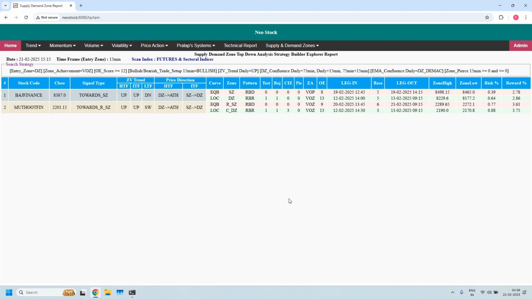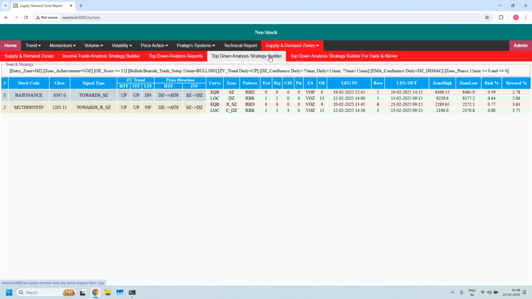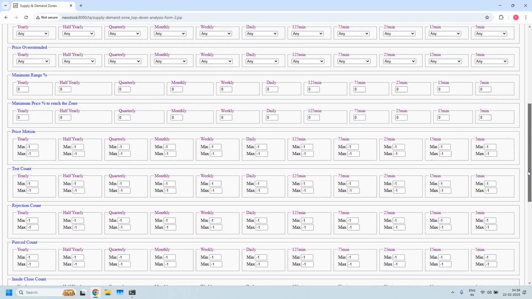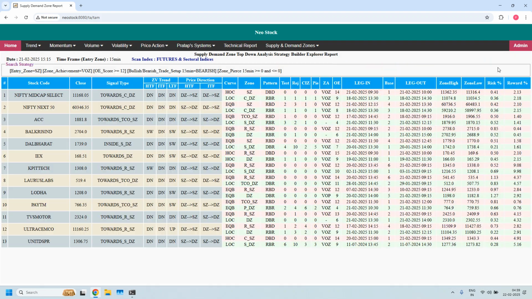Next, we will look into bearish trade setup for daily income trade. Entry time frame 15 minutes, entry zone, supply zone. In bullish or bearish trade setup at 15 minutes, I am selecting bearish. Zone achievement VOZ, minimum order enhances score 12, and 15 minute supply zone should not be pierced. So in the pierced count at 15 minutes time frame, I am setting minimum value 0, maximum value 0. With all the 3 filters, we got 13 stocks.